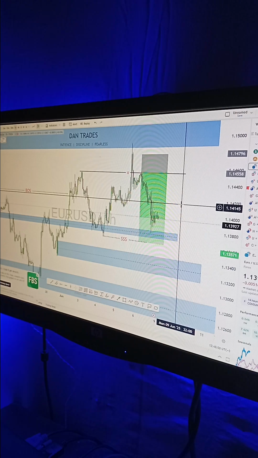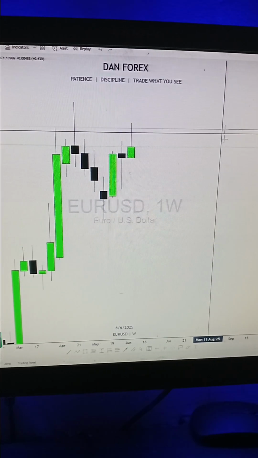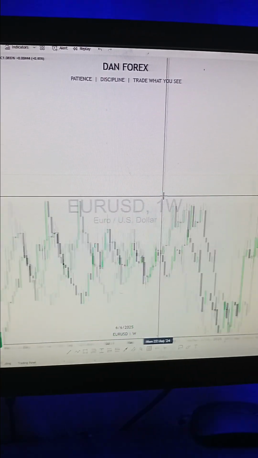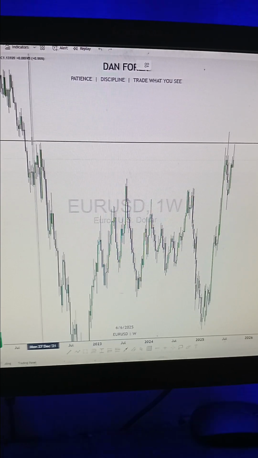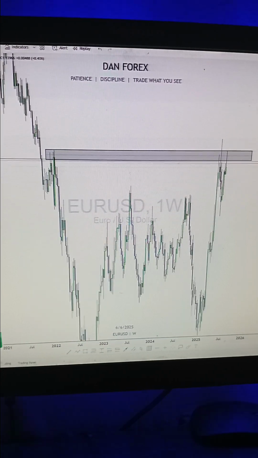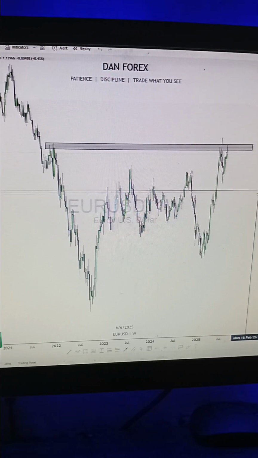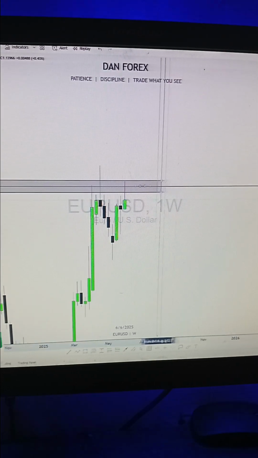So let me do a recap on it so that you can know what to expect on Monday and the reason why we took these sales. So this is USD on a weekly time frame. On the weekly time frame, we can see that on EURUSD we have something like a resistance level, right? So we have a resistance level at around this area, right?